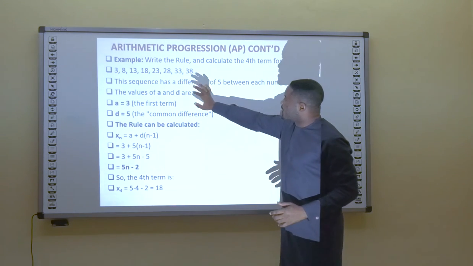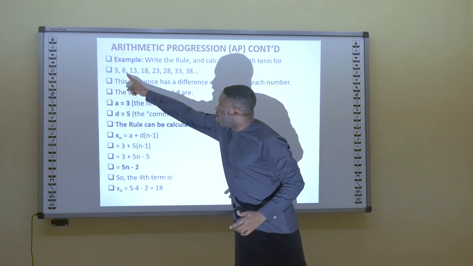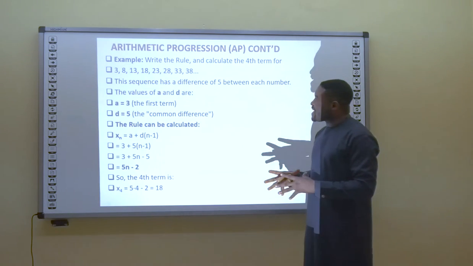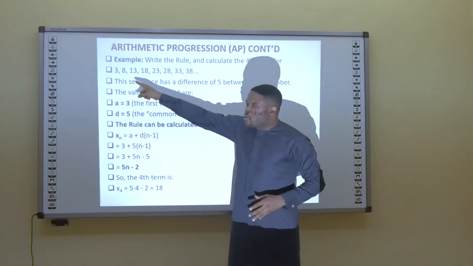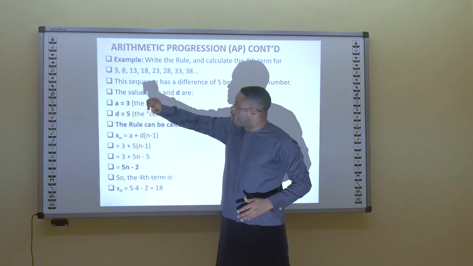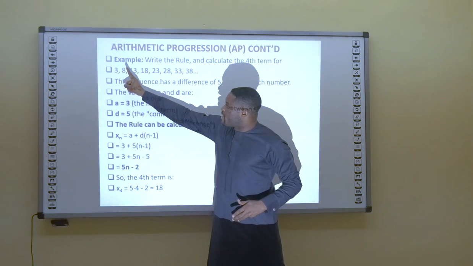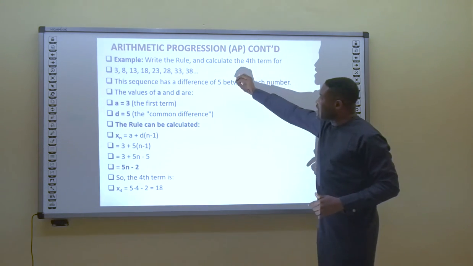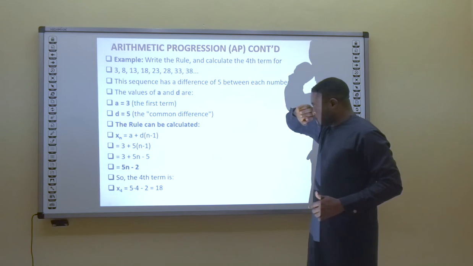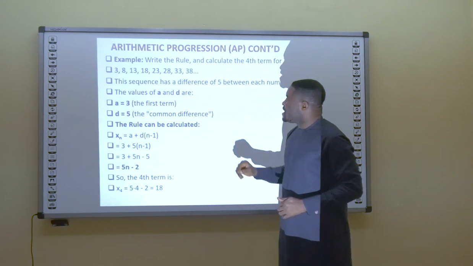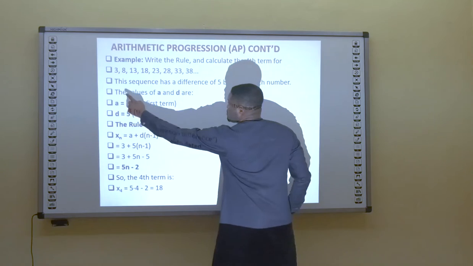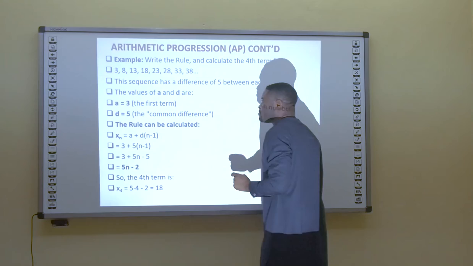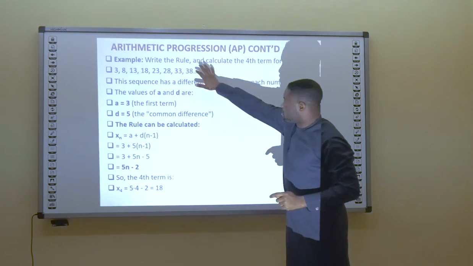Now, you see that when you look at 3, 8, 13, 18, 23, there is a common difference among them. And that common difference is 5, because when you add 5 to the first term, 3, you get 8, add 5 again to 8, you get 13, and so on and so forth. So the common difference in this sequence is 5. The values of A and D therefore become A, which represents the first term, 3, and D, the common difference, which is 5 from this sequence represented here.